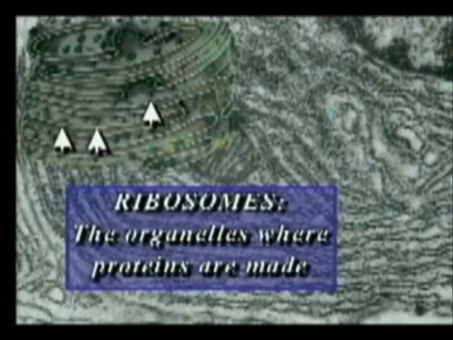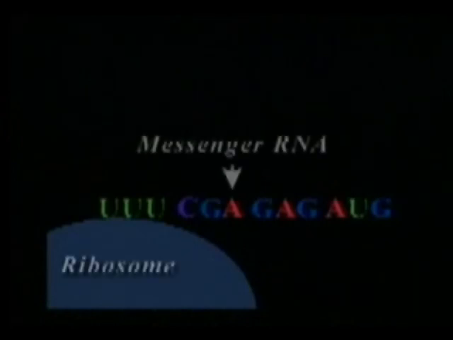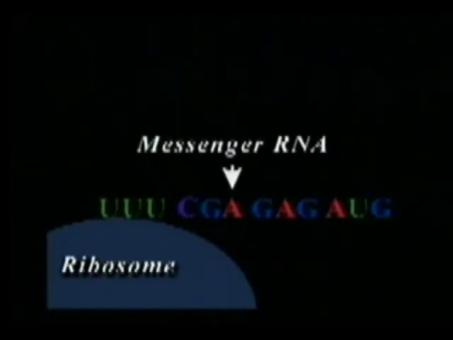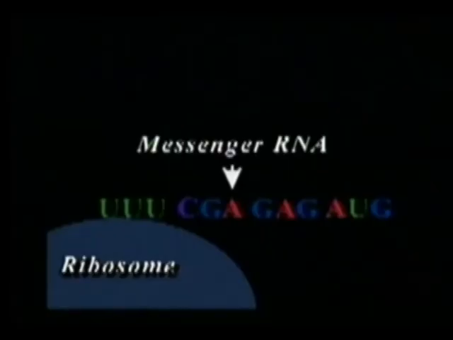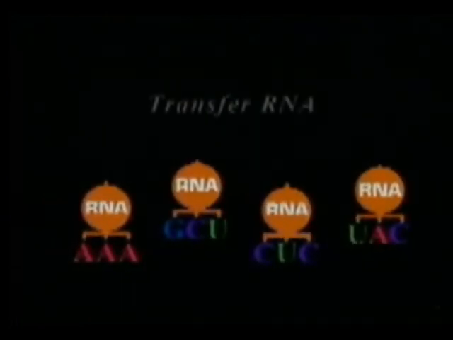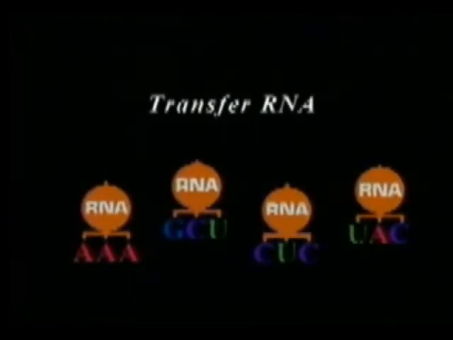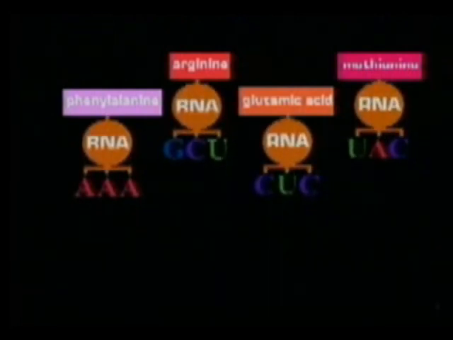Ribosomes are the organelles where proteins are made. However, just the fact that the messenger RNA has reached a ribosome is not enough for the protein to start being made. In order for the message to be translated, a third kind of RNA, called transfer RNA, is needed. Transfer RNAs are small RNA molecules that can pick up amino acids and transfer them to the messenger RNA on the ribosome.